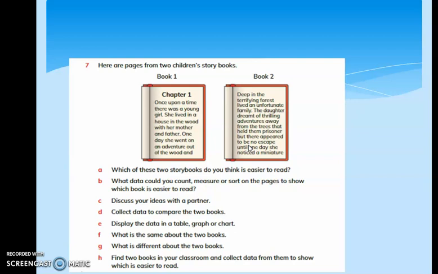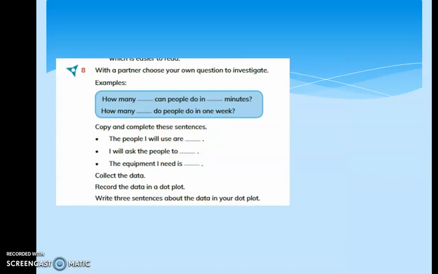What is different about the books? The way the lines are printed is different. Find two books in your classroom and collect data from them to show which is easier to read. You can look for some books at your home and make the observation. Now, with a partner, choose your own question to investigate.